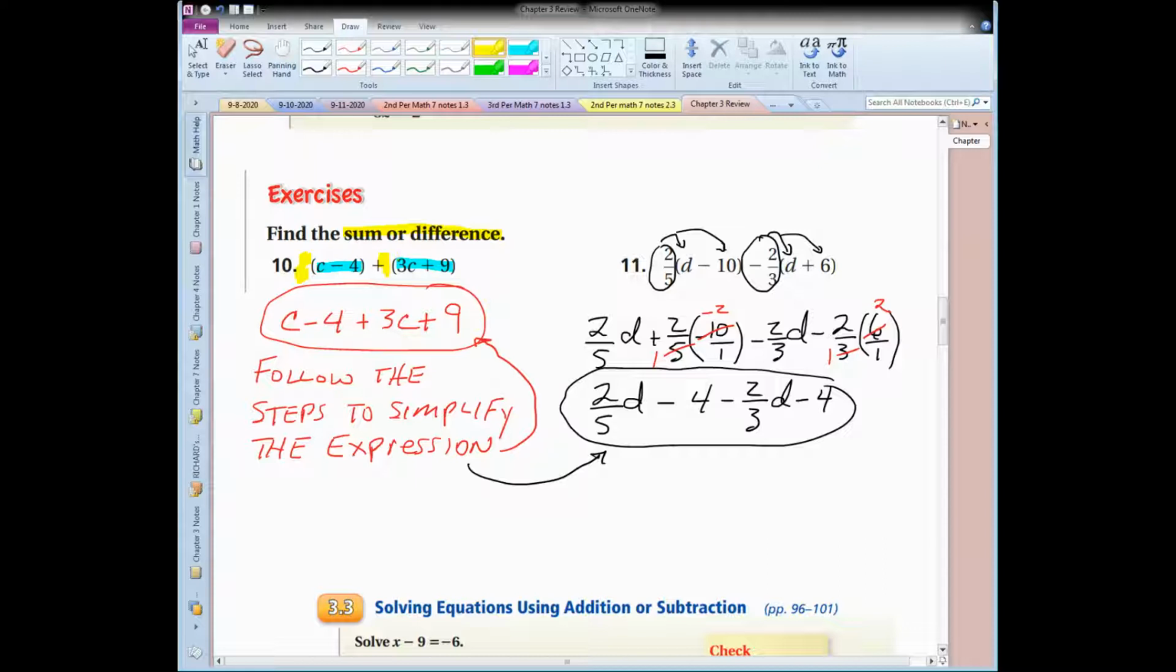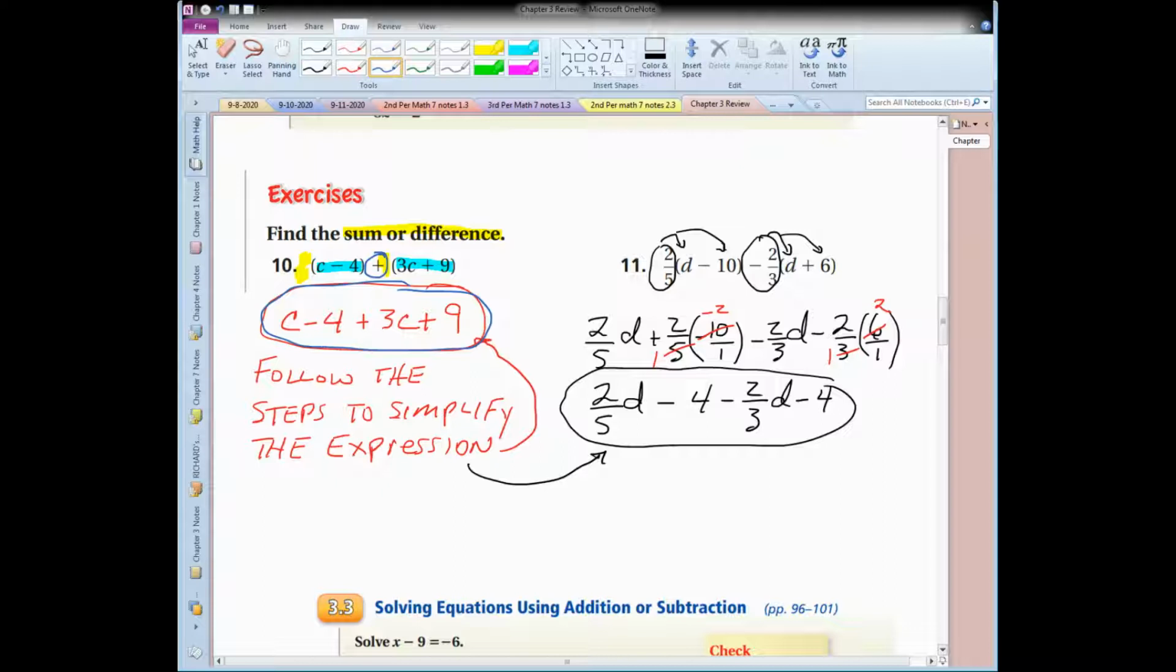All right, and that is when you are adding. So if you are adding linear expressions and there's nothing to the left of either expression, then you can go ahead and drop the parentheses. And then, so I have this expression here, and then you just follow the steps. Identify the like terms, put them together, combine them, ask yourself some questions.